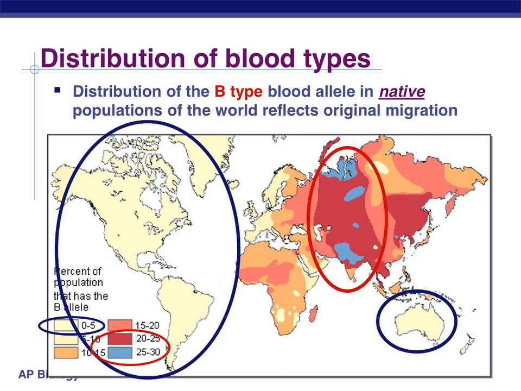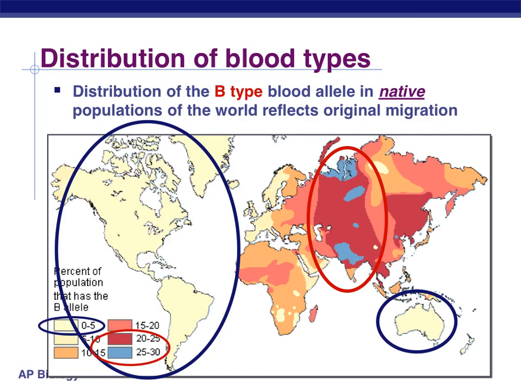Here's another one. This one shows the distribution of the B-type blood allele. The native populations look like the upper parts of Russia, upper Europe, that kind of area. And then we have some down in the middle, close to India, and some tiny subpopulations. But the B blood type is very concentrated, pretty much, in Europe and Asia, and that's about it. But now we know that it's everywhere.